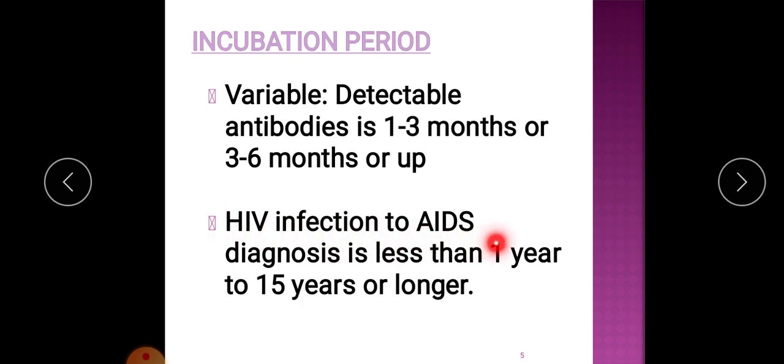From HIV infection to AIDS diagnosis takes 1 to 15 years or longer. So it would take 1 to 15 years.